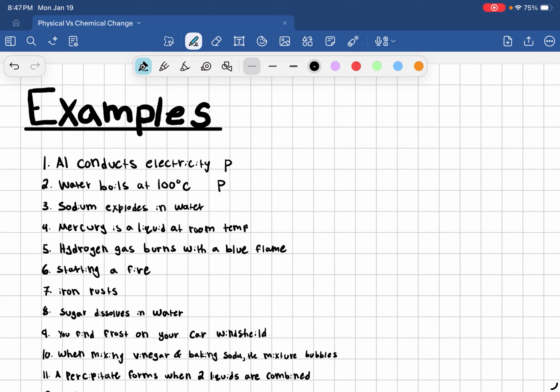Sodium explodes in water. When we're talking about an explosion, that means there's some sort of combustion reaction, which is a chemical reaction. This is also indicated when there's an explosion, there's heat and light released, which are also indicators of chemical reactions. Number 4, mercury is a liquid at room temperature. This is just a physical property about mercury. This is about states, that mercury is a liquid.